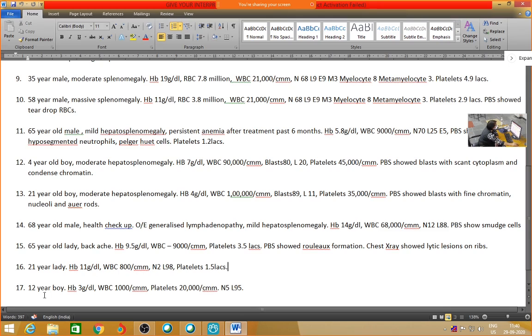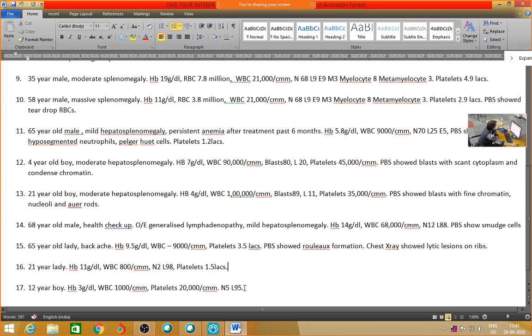The last one, a 12-year-old boy, hemoglobin is only 3 grams. Very, very low, there is anemia. WBC is only 1,000, there is leukopenia, and platelets are 20,000, so there is thrombocytopenia. So three of the penias makes it pancytopenia. Okay, so a 12-year-old boy with pancytopenia, neutrophils 5, lymphocytes 95. When you see this kind of differential, you can think of only one thing in a 12-year-old boy, and that is aplastic anemia.